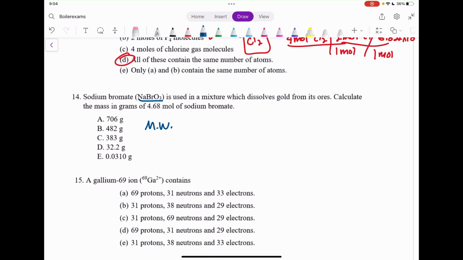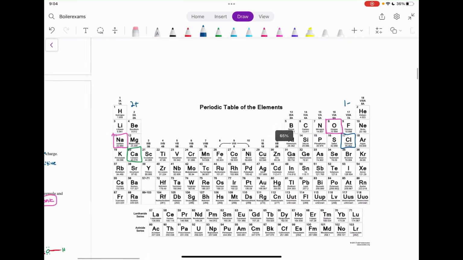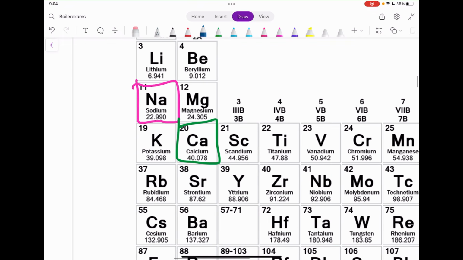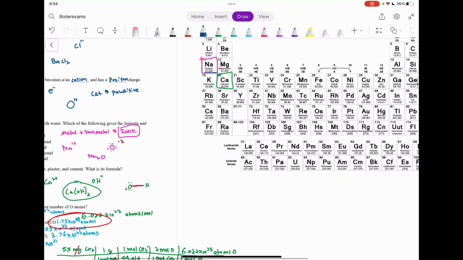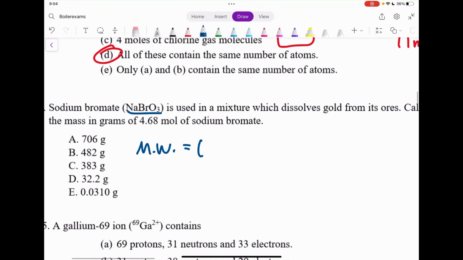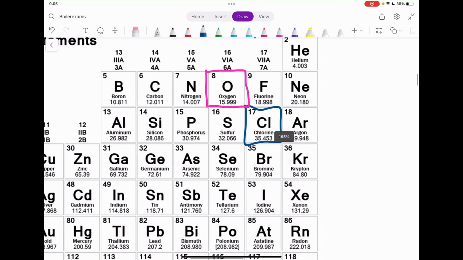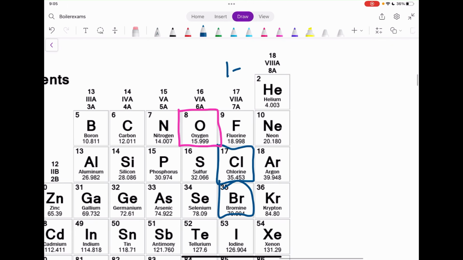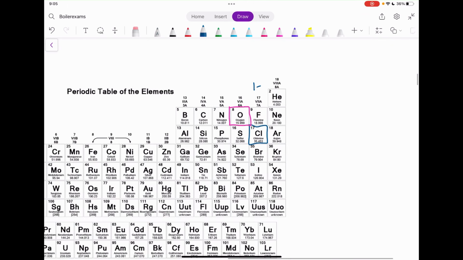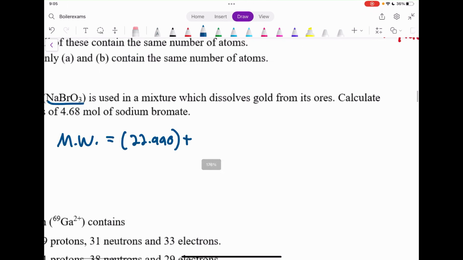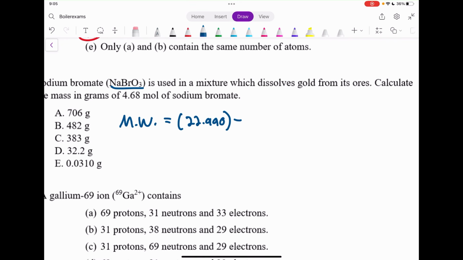So, molecular weight calculation, let's do that. Let's first get sodium. Where is it? Sodium right here, 22.990 grams per mole. I'm going to omit units. Bromine is, I just covered it up, 79.9. There's a lot of scrolling, sorry.